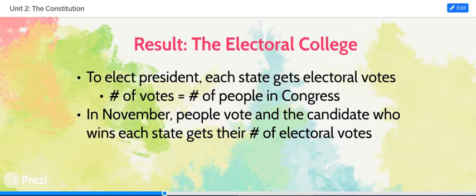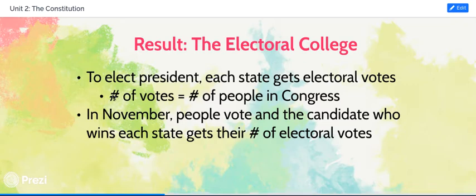The result here is a real convoluted mix of the two, and we call this the Electoral College. All right? So in order to elect the president, every state gets a certain number of votes. Okay? So the number of votes that your state gets is not pulled out of thin air. It is an actual number based on real things, okay?